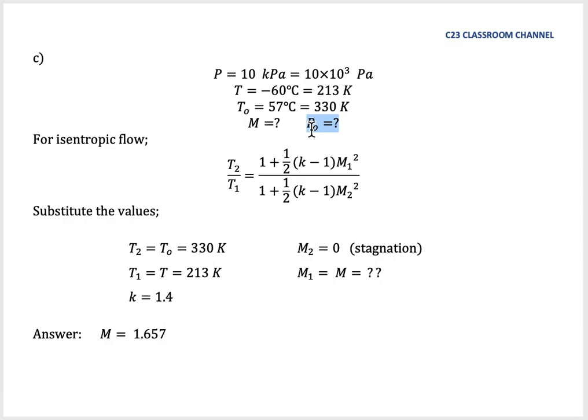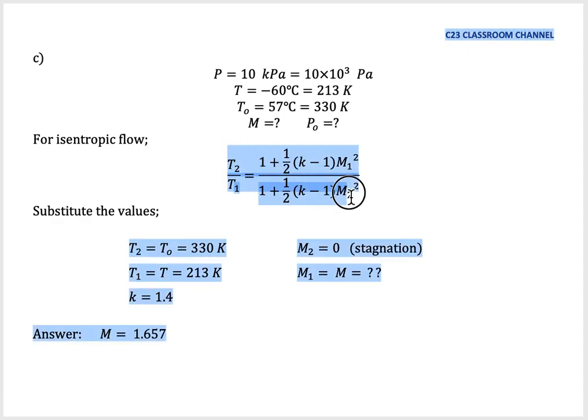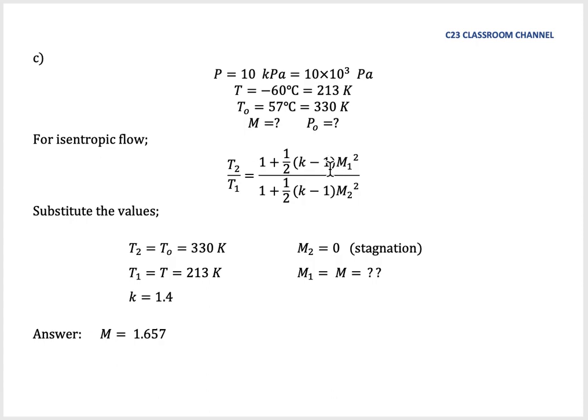So the question is, what is Mach number before it becomes stagnation point, and what is the pressure at stagnation point? To solve this problem, normally if we have two readings of temperature, it is worth for us to use the isentropic flow equation for temperature, because it has both before and after temperature readings. So this equation is worth to be used to solve this problem.